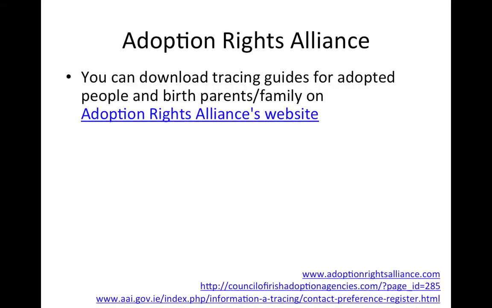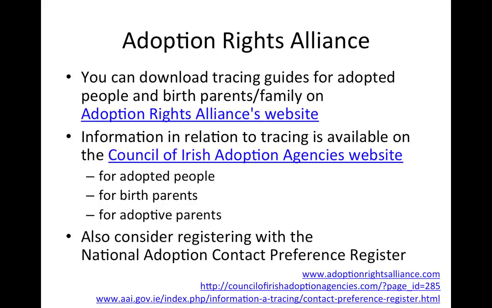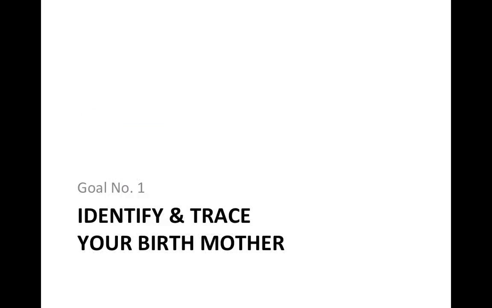And before you turn to DNA, you should really have exhausted all of the other documentary means of searching for your birth family, your biological parents. You can download tracing guides from the Adoption Rights Alliance website, and you see some of the hyperlinks there at the bottom of the screen. You can also get information in relation to tracing from the Council of Irish Adoption Agencies website, and they have separate booklets for adopted people, for birth parents, and for adoptive parents. And you should also consider registering with the National Adoption Contact Preference Register.